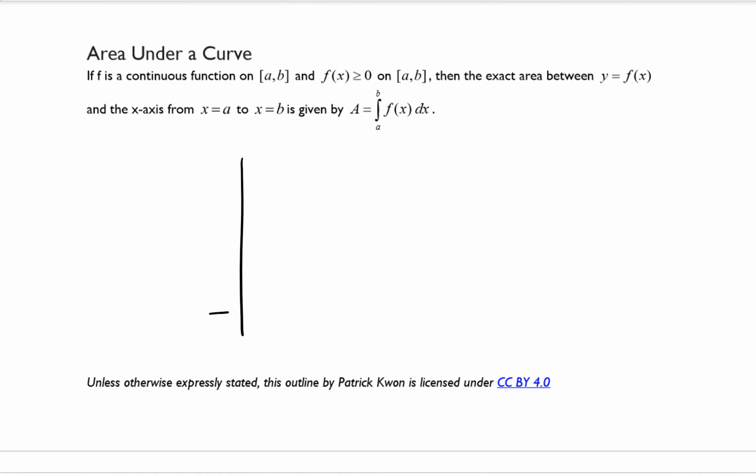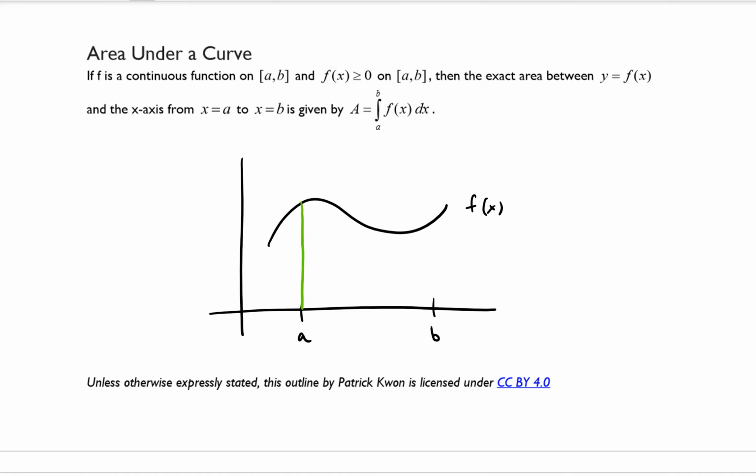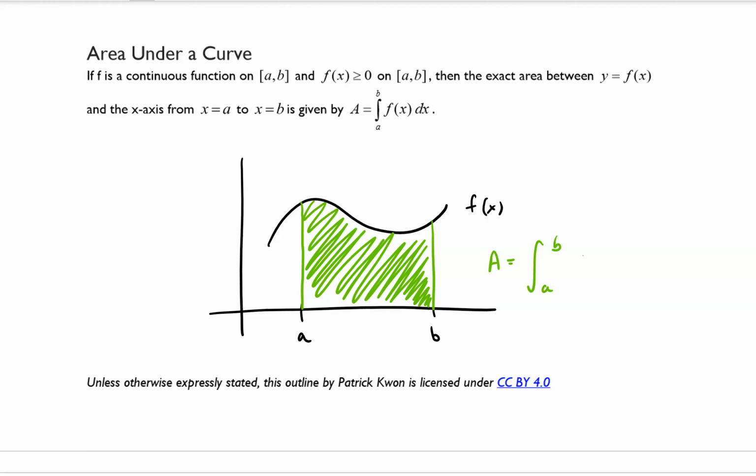So all that's saying is if you have a function here, here's a, here's b, and it's above the x-axis, and this is our function f of x, then if you were to find the area under the curve between a and b and between the curve and the x-axis, that area there is given by the definite integral from a to b of f of x dx. So that is very helpful for us, and now that we have the fundamental theorem of calculus, that's also helpful.